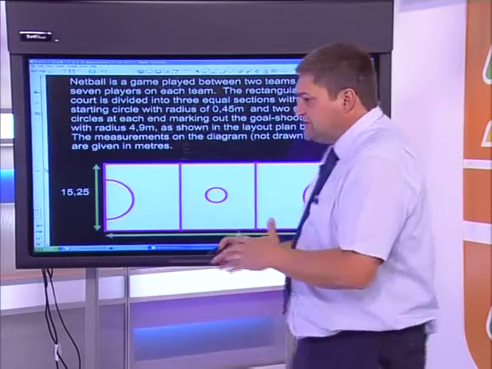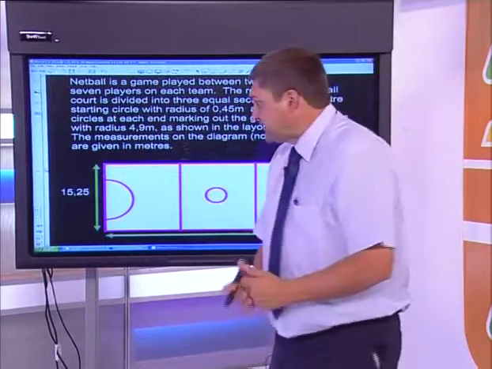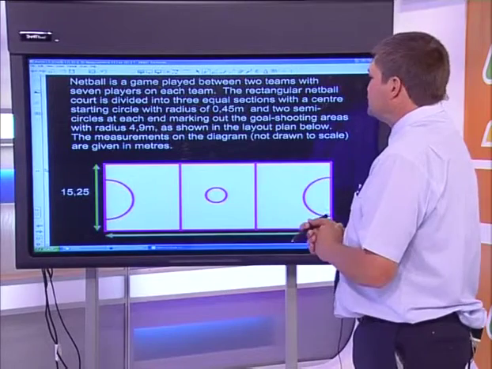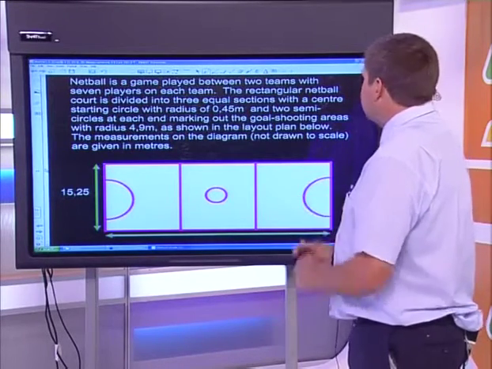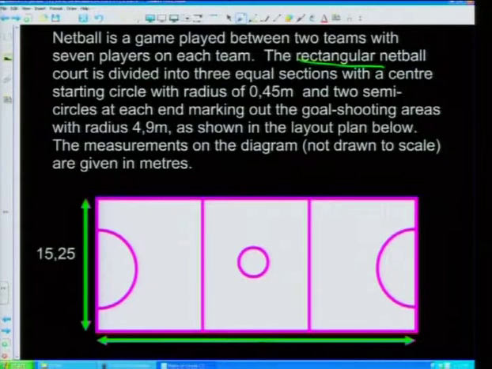So I'm not even going to read the questions, I'm just reading the whole problem and looking at the picture. There are a few things that we need to underline. The first thing is that my netball court is rectangular, and it's divided into 3 equal sections, with a center starting circle. So here is my circle right in the center of my problem. The important thing is that it has a radius of 0,45 meters.